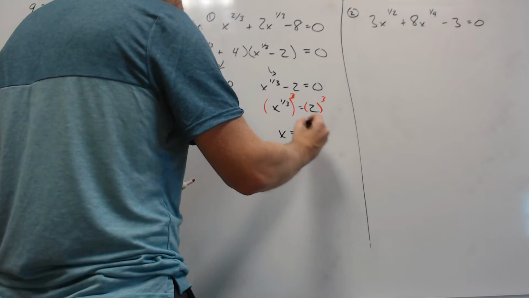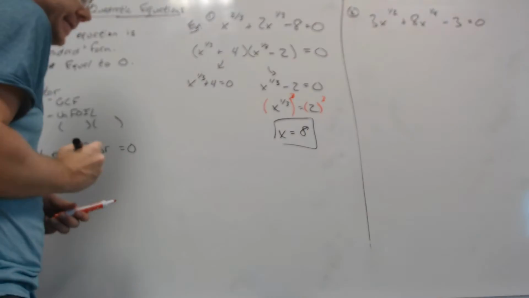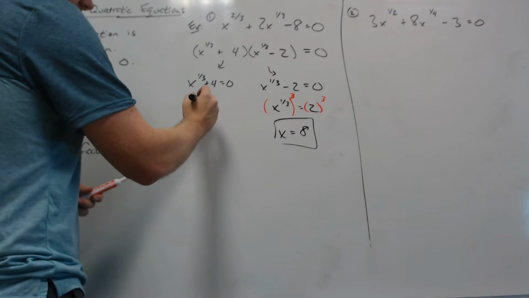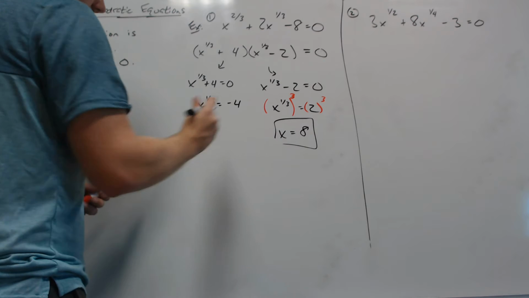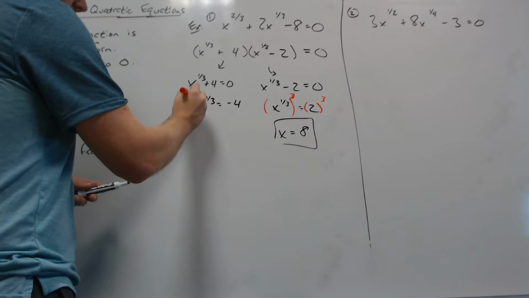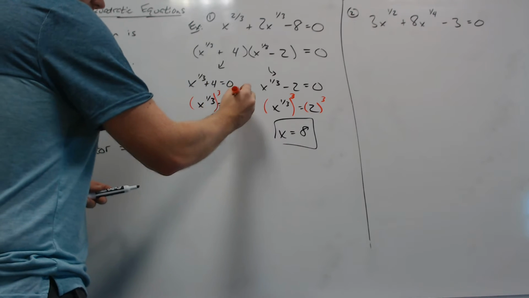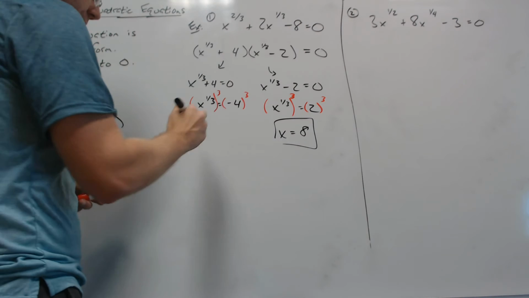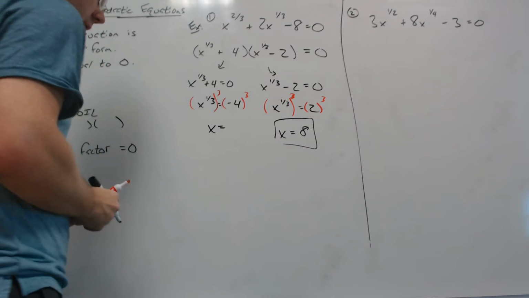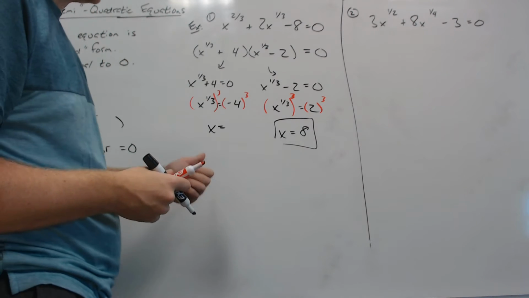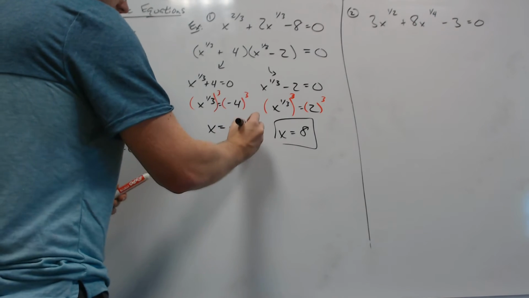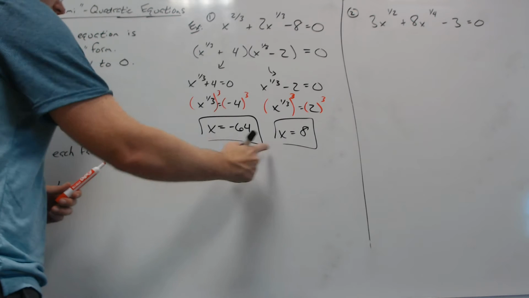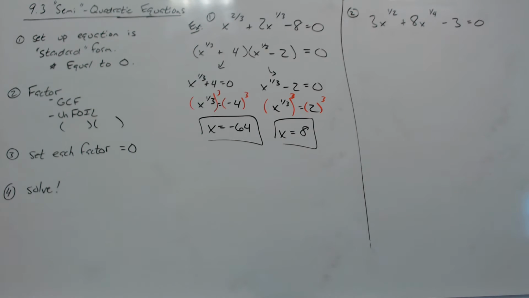2 cubed is 8. And over here, x to the 1/3 equals -4. Raised to the 3rd power, -4 times -4 is 16. Times -4 again is -64. There's our two solutions to this quadratic-like equation.